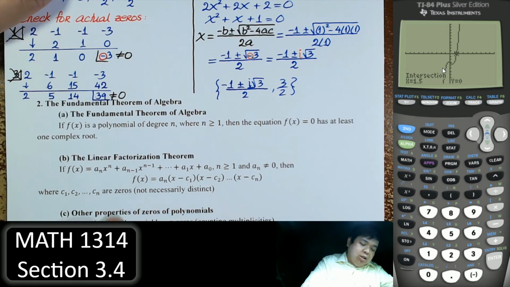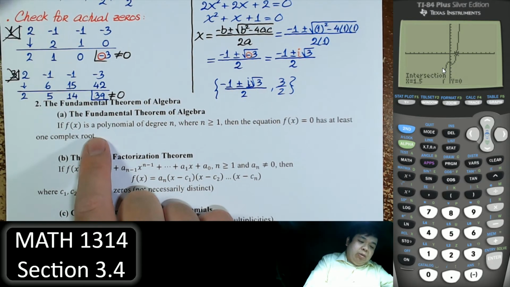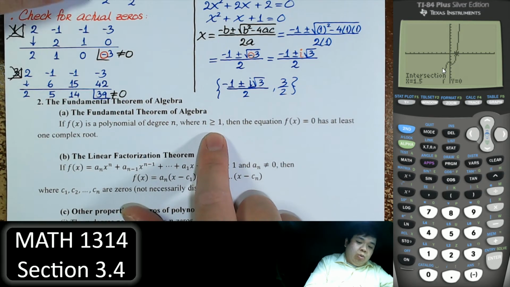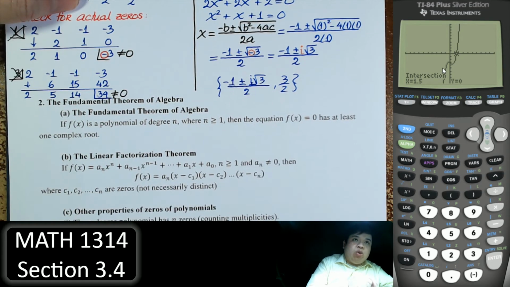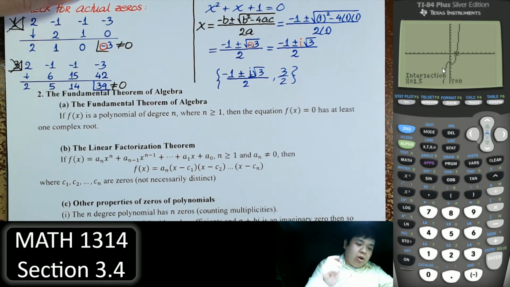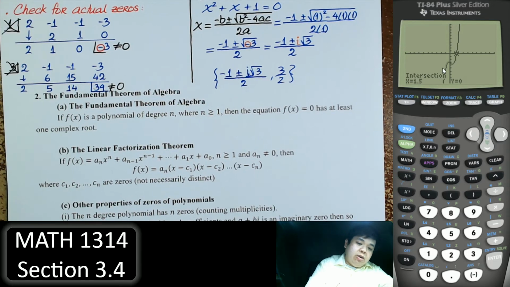So, fundamental theorem of algebra: if a polynomial has degree n, n greater than or equal to 1, then it has at least one complex root. So a polynomial, if the degree is bigger or equal to 1, always has a solution, always has at least one zero.